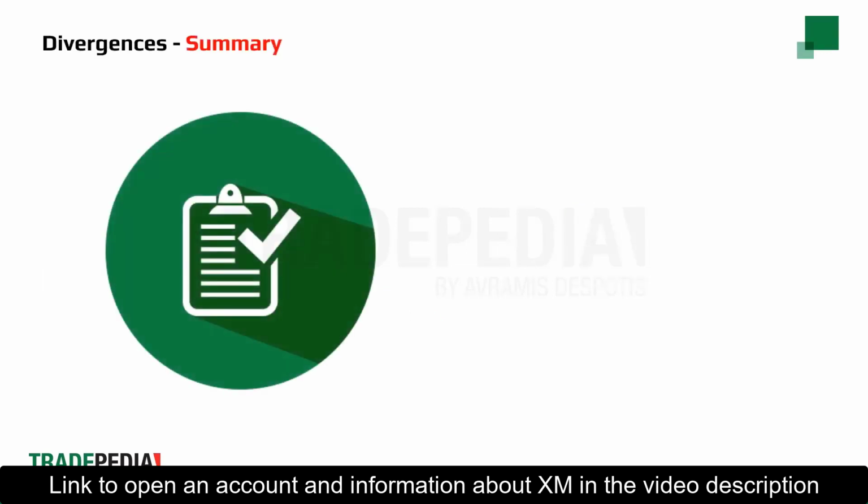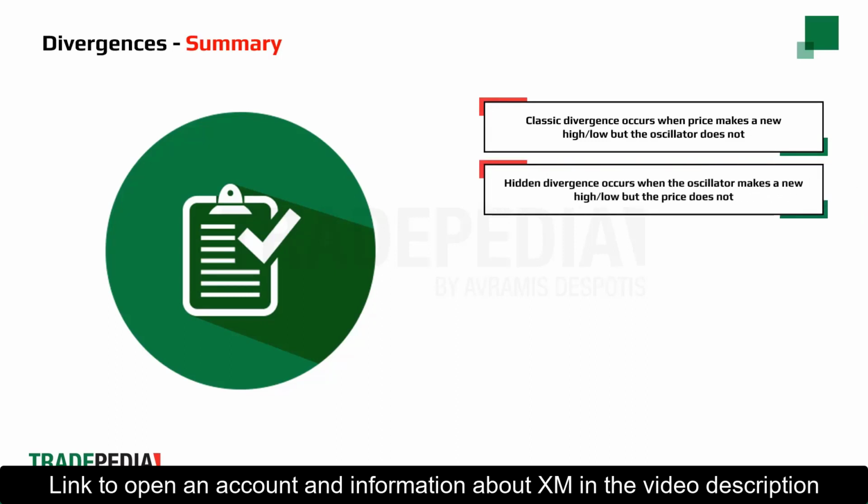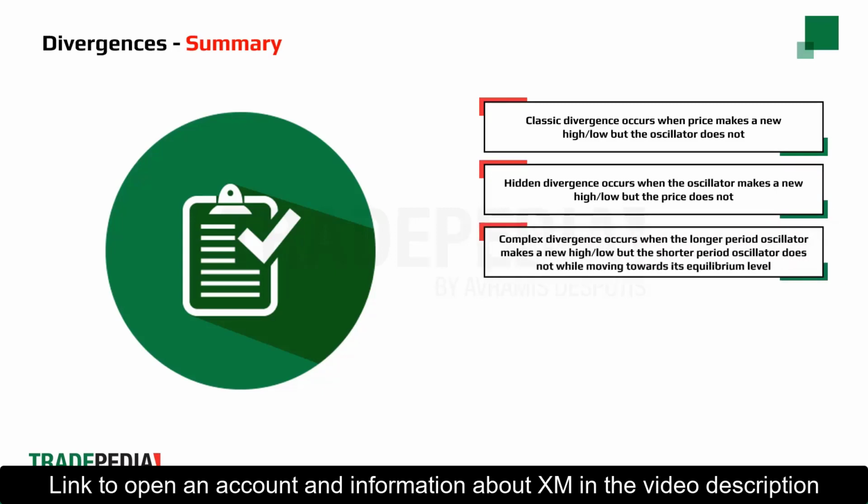Let's summarize the various types of divergences. Classic divergence occurs when price makes a new high-low, but the oscillator does not. Hidden divergence occurs when the oscillator makes a new high-low, but the price does not. Complex divergence occurs when the longer period oscillator makes a new high-low, but the shorter period oscillator does not while moving towards its equilibrium level.